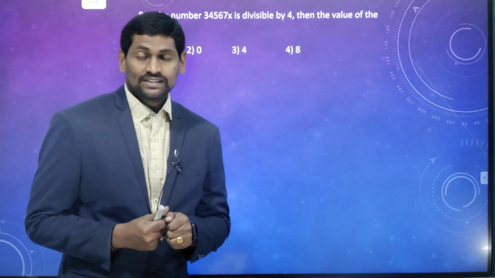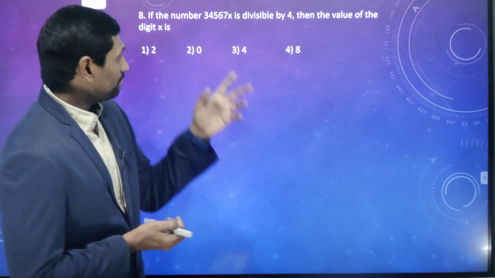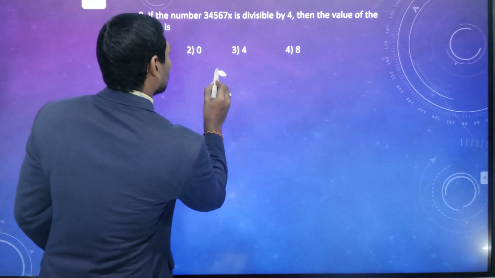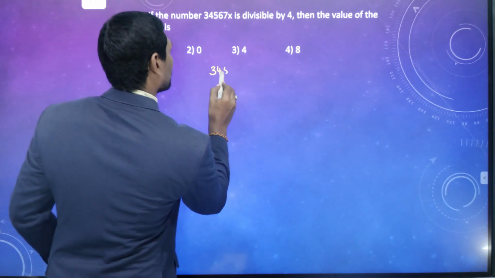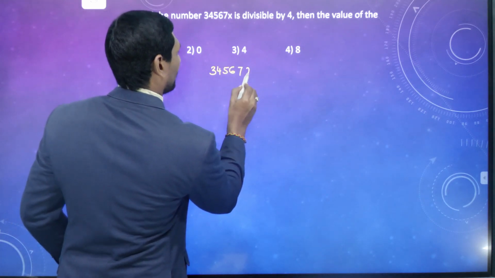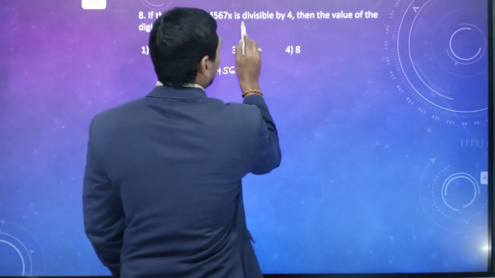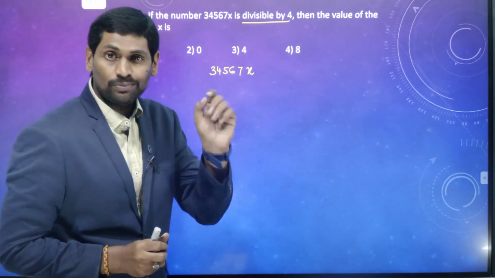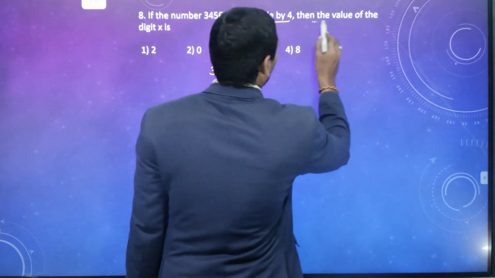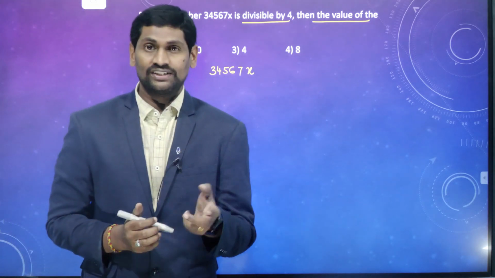Right, so let us go through the next problem, children. Problem number 8. The number which is given is 3, 4, 5, 6, 7 and x. So there is a 6-digit number which is divisible by 4. That means the entire number is exactly divisible by 4, and we need to find the value of digit x.